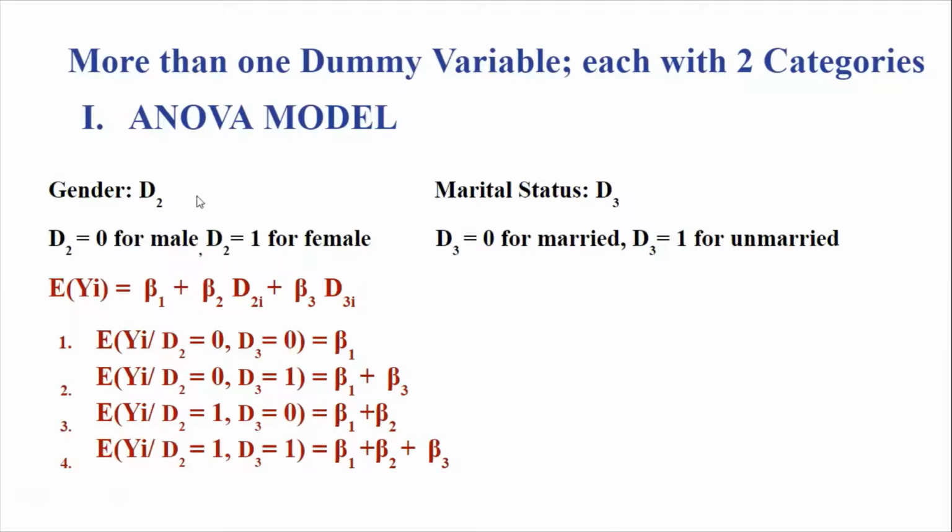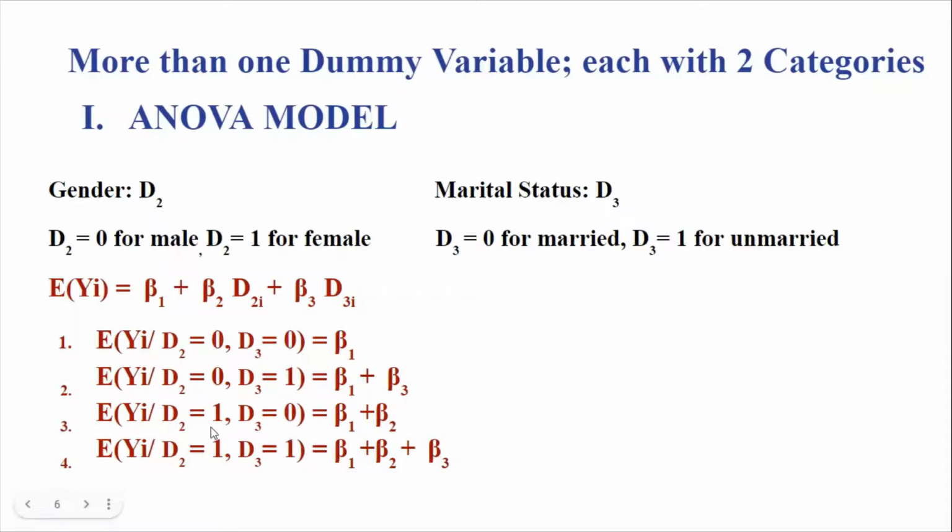It means we are dealing with male and married. So if you put d2 and d3 equal to 0, the expected value of yi would be equal to beta 1, right? Similarly, for the expected value of yi for given d2 equal to 0 and d3 equal to 1, that is male but unmarried, if you put d2 equal to 0 and d3 equal to 1, this would be equal to beta 1 plus beta 3.